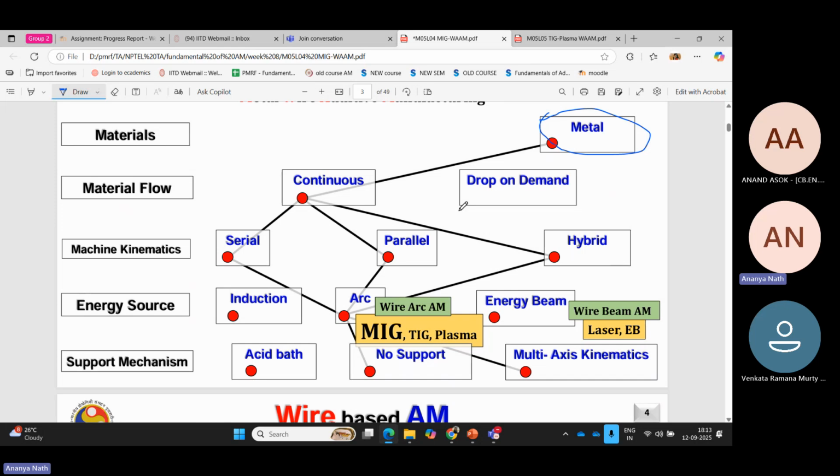Parallel kinematics can give us more degrees of freedom, and hybrid is giving us both the facilities of serial and parallel. Energy source is the arc here because we are talking about wire arc additive manufacturing. Support mechanism is no support or multi-axis kinematics.